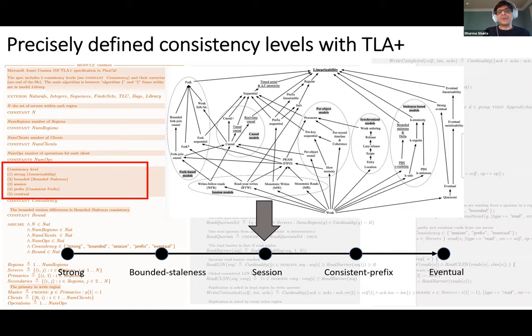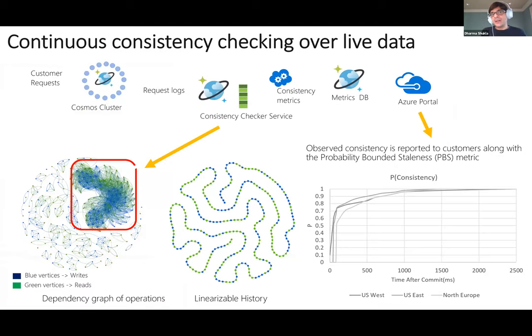We also learned that while TLA Plus is awesome in terms of precisely capturing the design intent and then debugging the design, we wanted to make sure that whenever there's a drift between the implementation and the design, we can catch it. So for the consistency levels and giving SLAs around it, we ended up building a consistency checker service, which would maintain the history of all the transactions and make sure that whenever there is a consistency violation, we could detect it and we could give customers their money back.